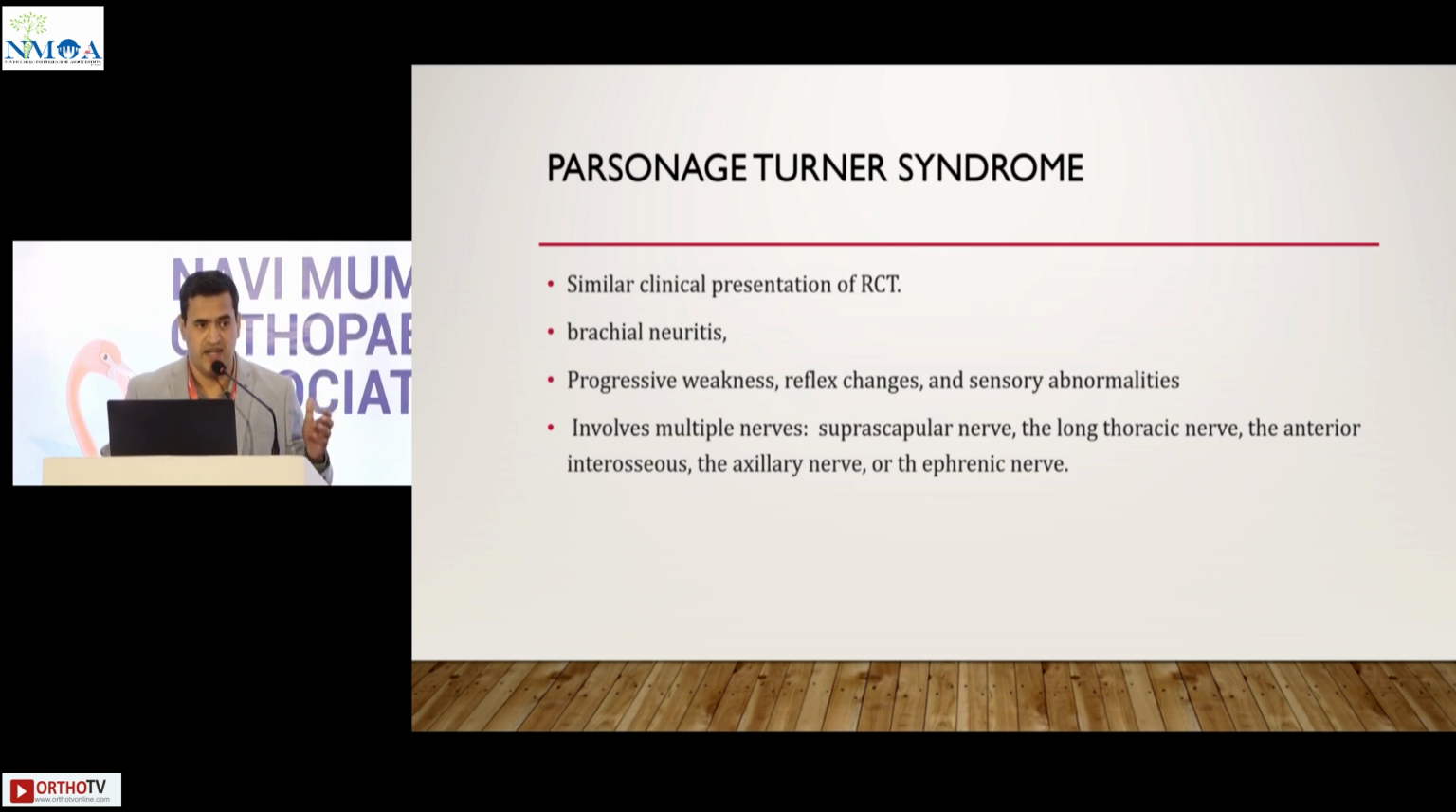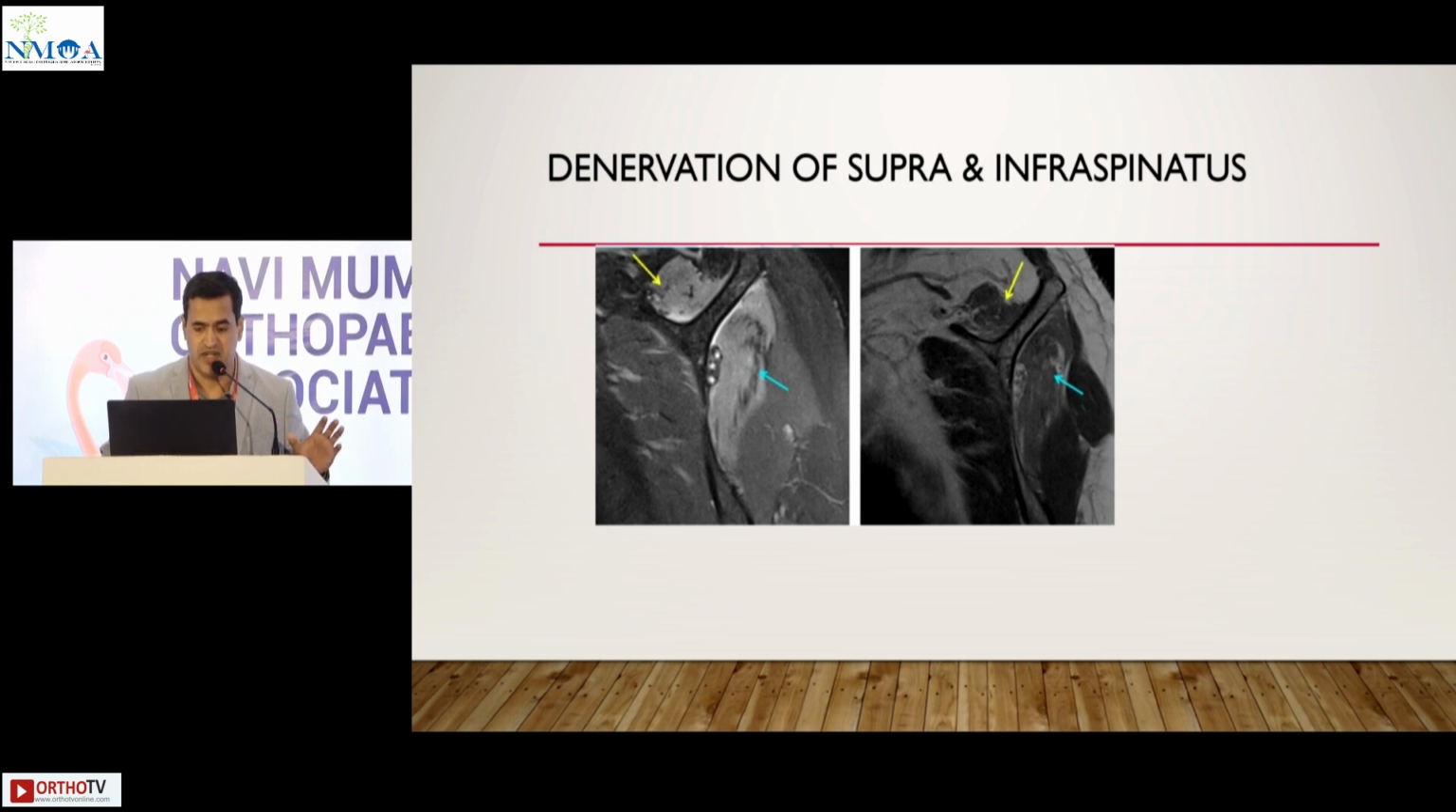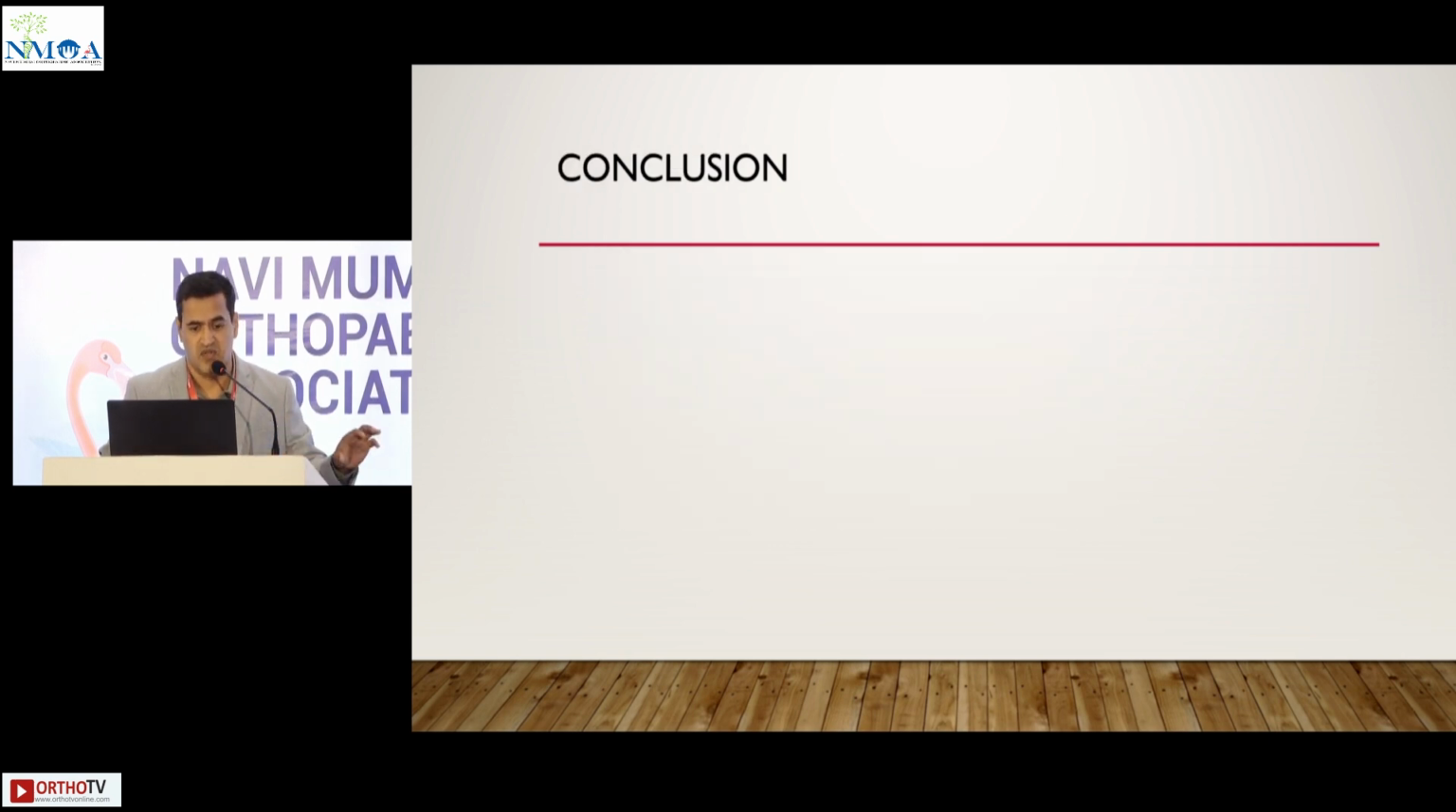Again, not to forget is Parsonage-Turner, which always presents with pain and weakness of the shoulder. It is post-viral brachial neuritis, with a similar presentation to rotator cuff tear. So proper clinical examination will isolate this condition.